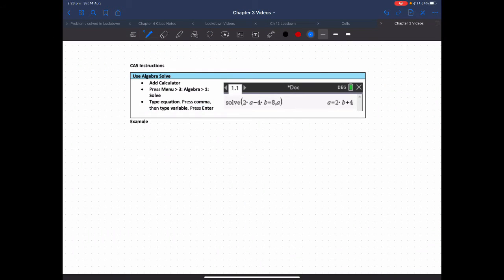Here is a summary of what we have just done. Going to the calculator screen, selecting the menu for algebra, menu 3, selecting solve from that menu, typing in the equation, and then comma a. By doing comma a, it's telling the calculator which letter you want to get by itself, pressing enter, and the calculator will now write the answer for you.